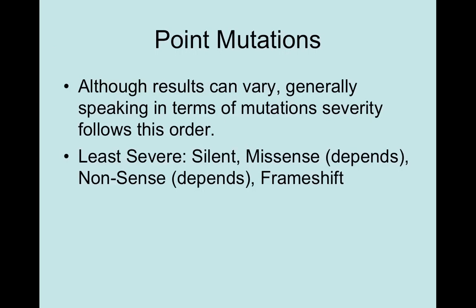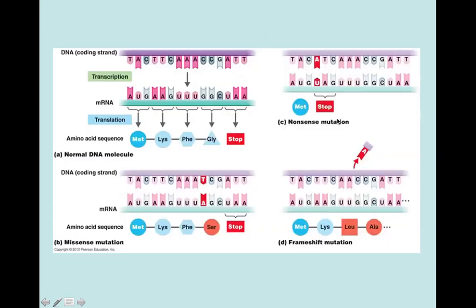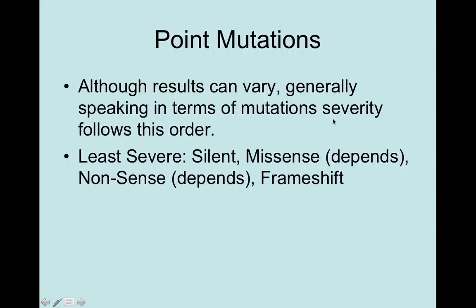So point mutations, although the results can vary, generally speaking, in terms of severity, the least severe is obviously going to be a silent. Missense, where you make the wrong amino acid, is usually not as bad because your protein is still functional. It just has one amino acid swapped out. Now, it can be really bad in certain cases, depending on what that protein does for your body. If it's a really important protein, it can be very serious. If it's not a very important protein, it can be less serious.